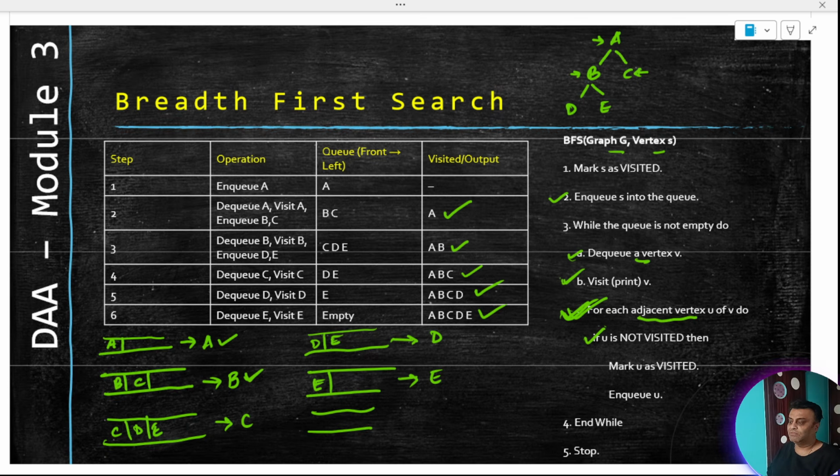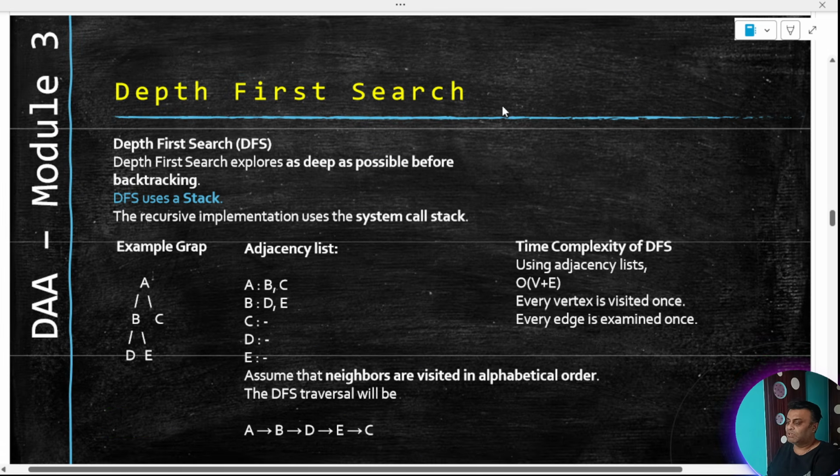So that is your breadth first search until you get your queue empty. The right hand side algorithm I have just explained as we went along the way. I hope you have understood this. Next, we talk about depth first search.